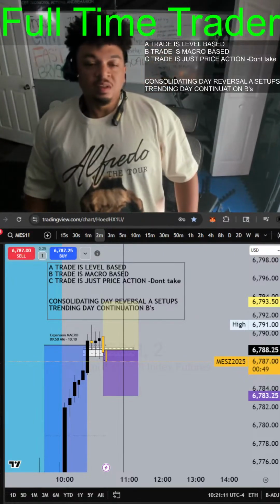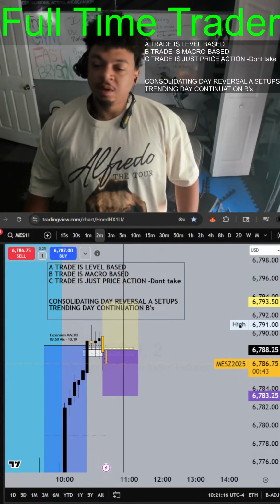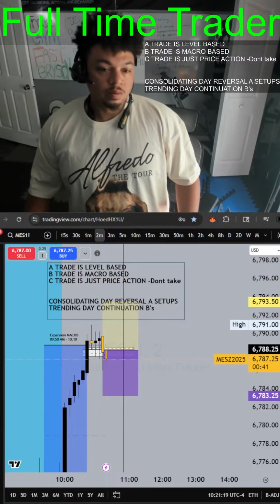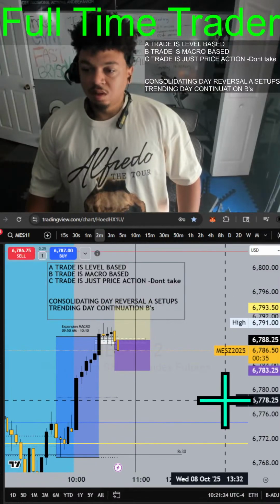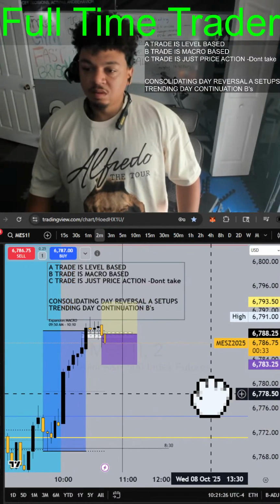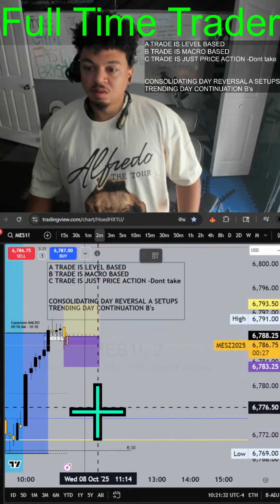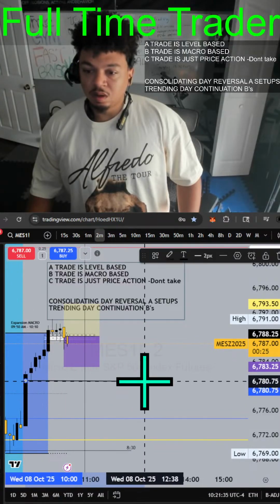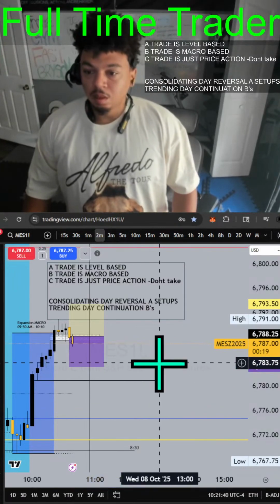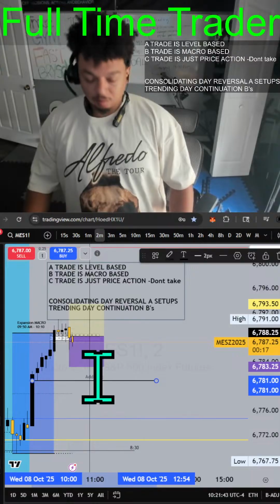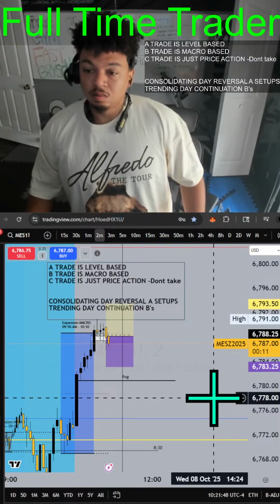And my B setup is macro based, but I kind of like the continuation based macro trades. I haven't mastered the reversal based macro trades yet, so my ego doesn't force me to have to take this. But let's see if it gives the 5 points, and probably will because there's hella liquidity to possibly target here. All right, it's a fair value gap right down here, so I could target back to this fair value gap. It doesn't have to, it could.